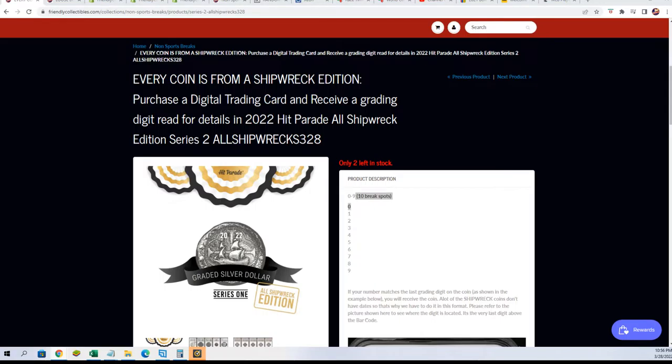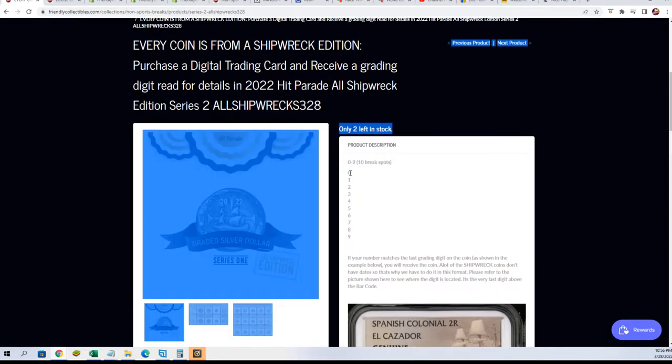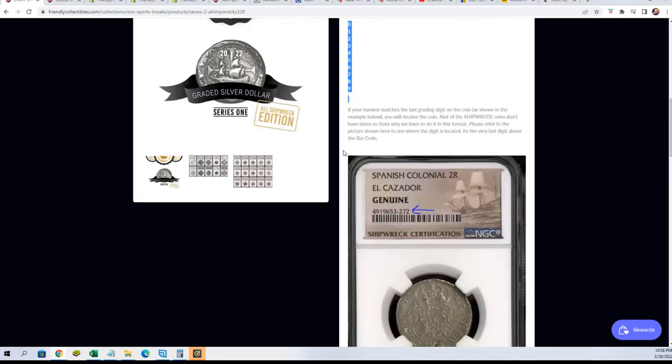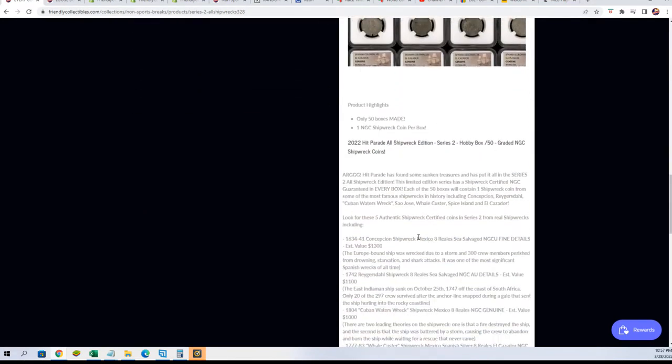But we have a filler that's going down. What's up, Justin? So yeah, that's kind of what I'm explaining. This is a 10 spot break, and you can get in the regular way where there's two spots left, and you get a code number. And then when we open the box, we look at that code number and look at the right digit. And if your digit matches that digit, you're going to hit a shipwreck coin.